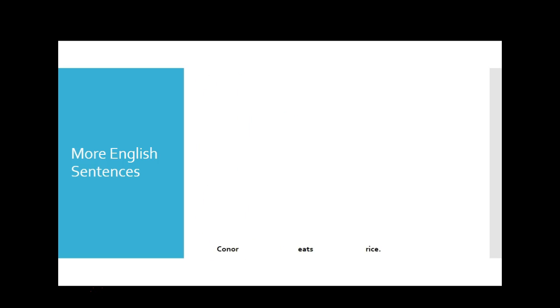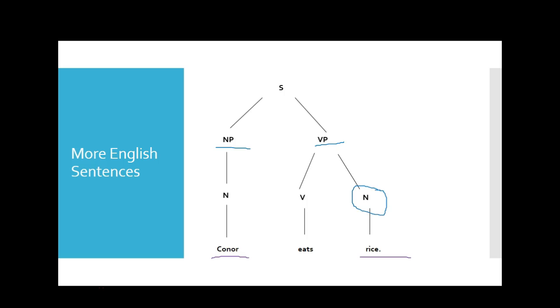Sometimes a noun comes after the verb, like in this sentence, Connor eats rice. Now we have a noun before the verb and another noun after. Let's look at the X-ray to see if we can clear this up a bit. Our sentence is still made of a noun phrase and a verb phrase, but now there is another noun in the verb phrase. That's okay because we still have the noun that comes before the verb.